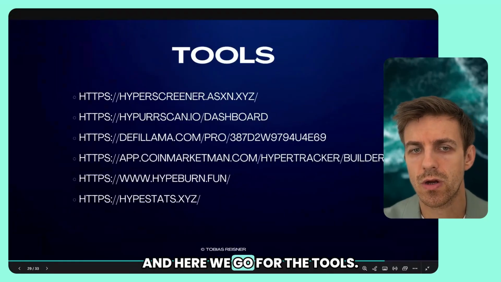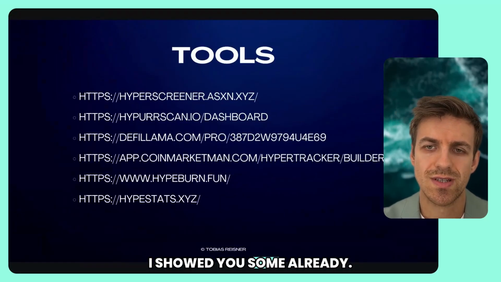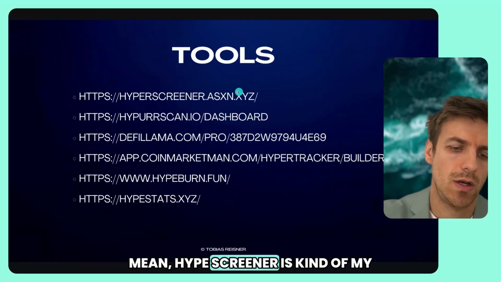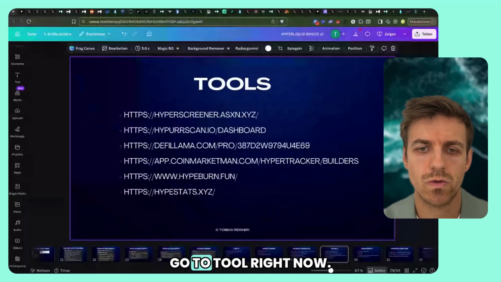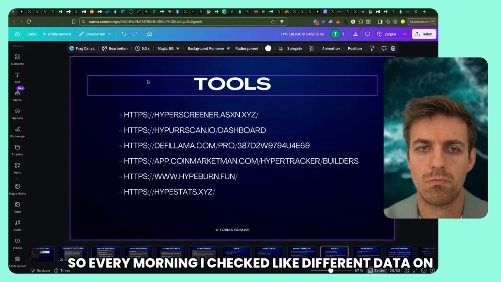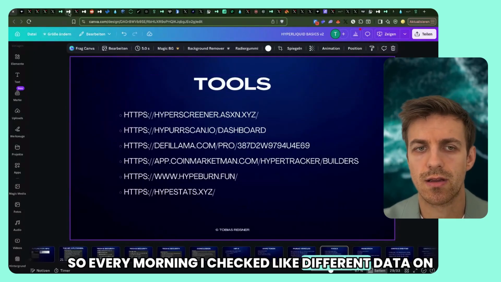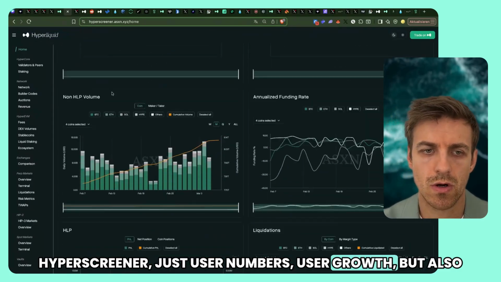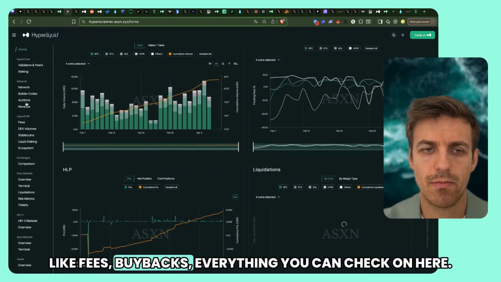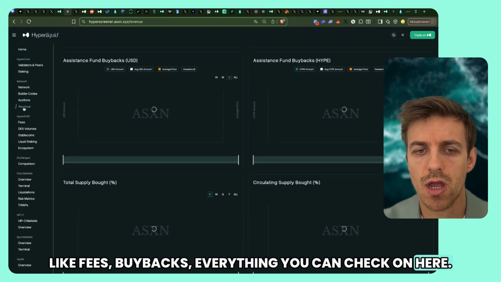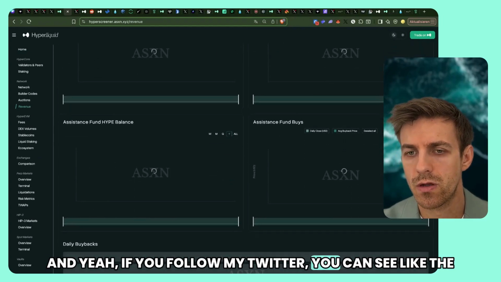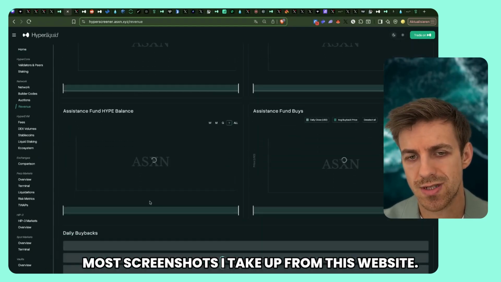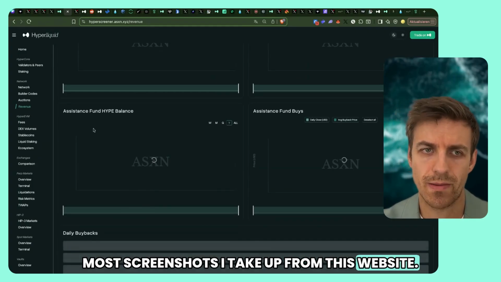And here we go for the tools. I showed you some already. I mean, Hyperscreener is kind of my go-to tool right now. Every morning I check different data on Hyperscreener, just user numbers, user growth, but also fees, buybacks, everything you can check on here. And yeah, if you follow my Twitter, you can see the most screenshots I take are from this website.